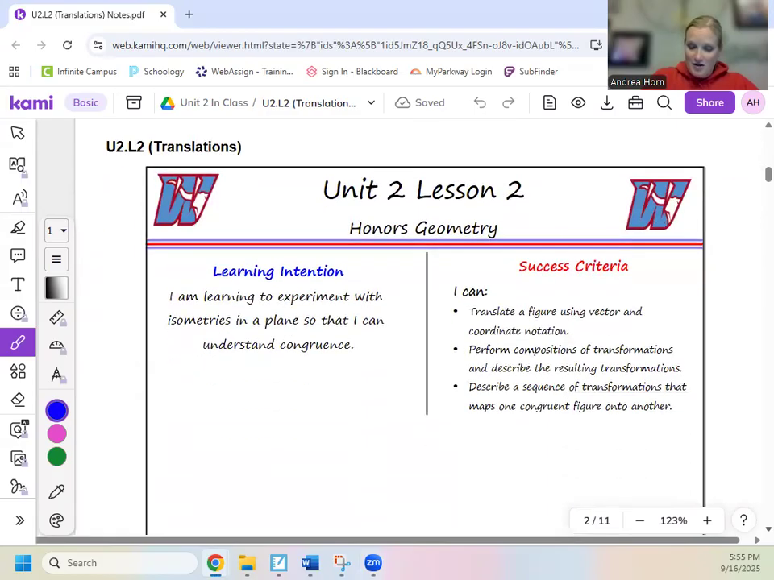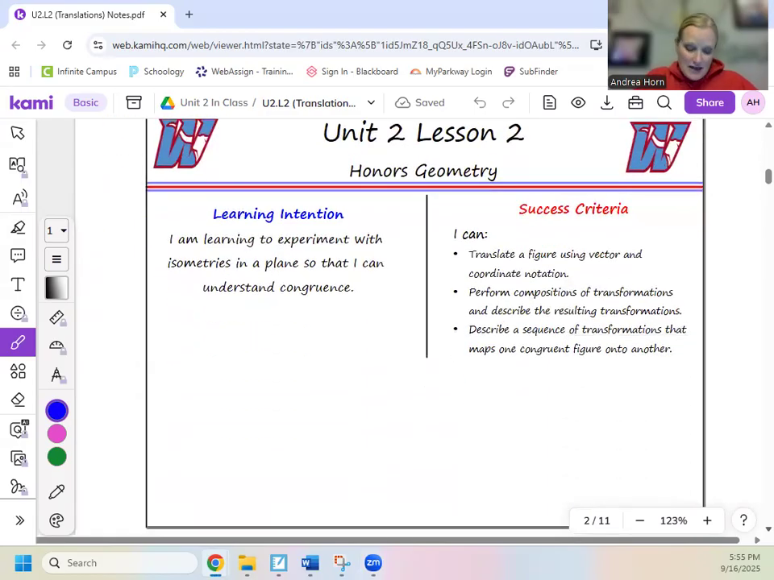Okay, so our learning intention for this class period is that I am learning to experiment with isometries in a plane so that I can understand congruence. If you recognize that that's the same learning intention that we had the other day with reflections, it's still this idea that we're playing around with isometries in order to get an idea of what's going on. All right. Today's success criteria is to translate a figure using vector and coordinate notation, to perform composites of transformations and describe the resulting transformations, and describe a sequence of transformations that maps one congruent figure to another.